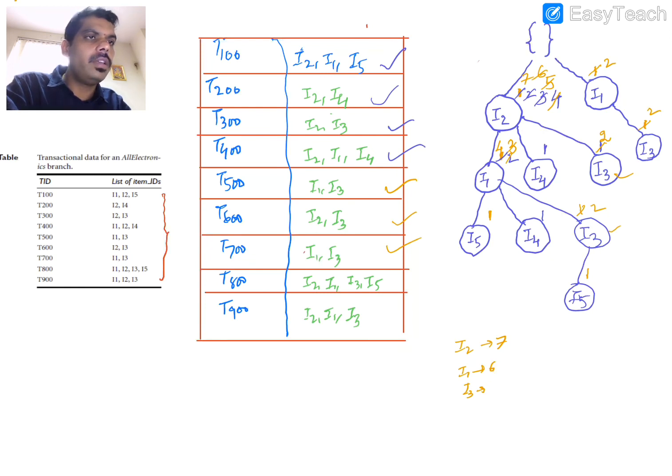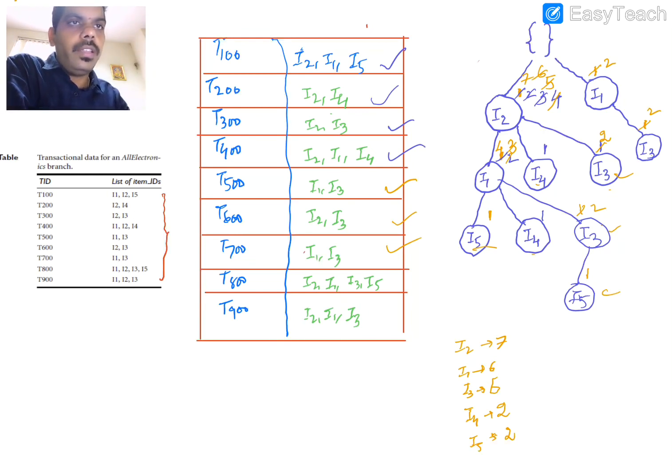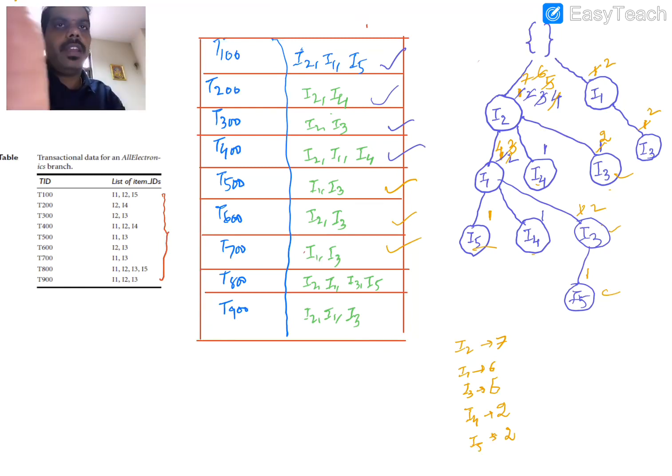And anything here? Here 2, here 2, here 2. Total 6. Next, I4: here 1, here 1, 2. I5: here 1, here 1, 2. So what we completed? Whatever frequencies we have taken are all mapped. So that is what we achieved.